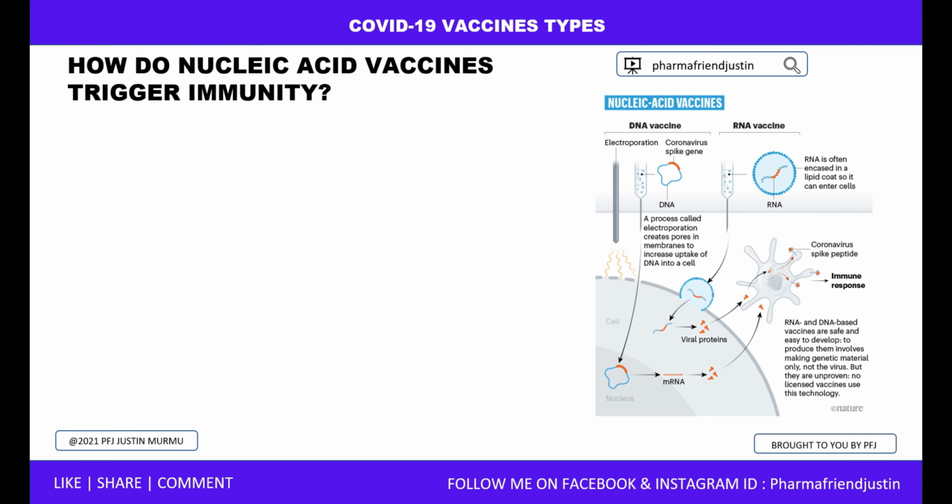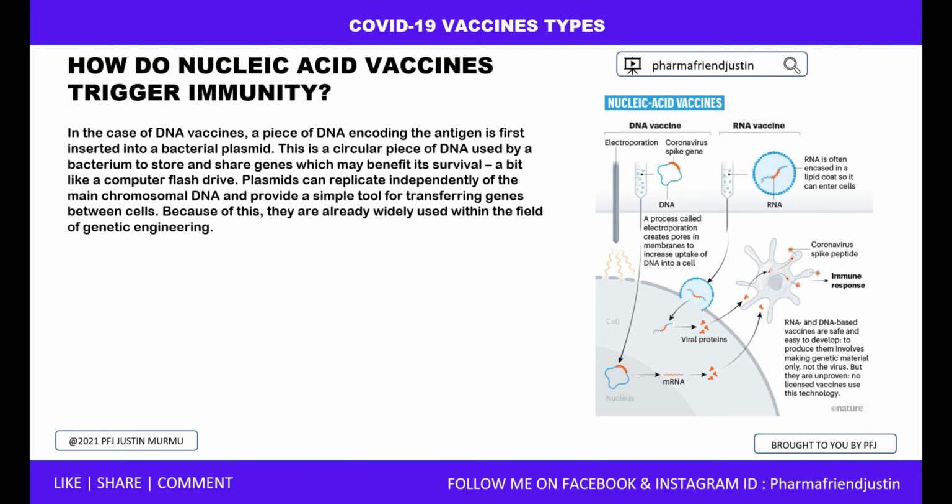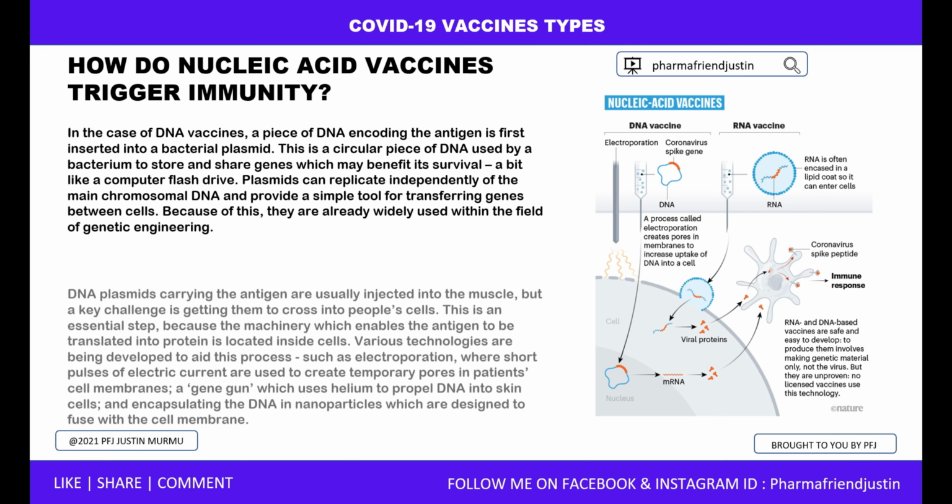How do nucleic acid vaccines trigger immunity? In the case of DNA vaccines, a piece of DNA encoding the antigen is first inserted into a bacterial plasmid. This is a circular piece of DNA used by bacteria to store and share genes which will benefit its survival, a bit like a computer flash drive. Plasmids can replicate independently of the main chromosomal DNA and provide a simple tool for transferring genes between cells. Because of this, they are already widely used in the field of genetic engineering.